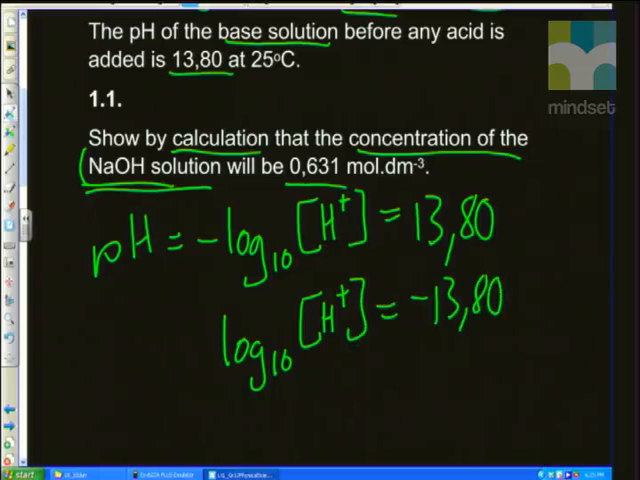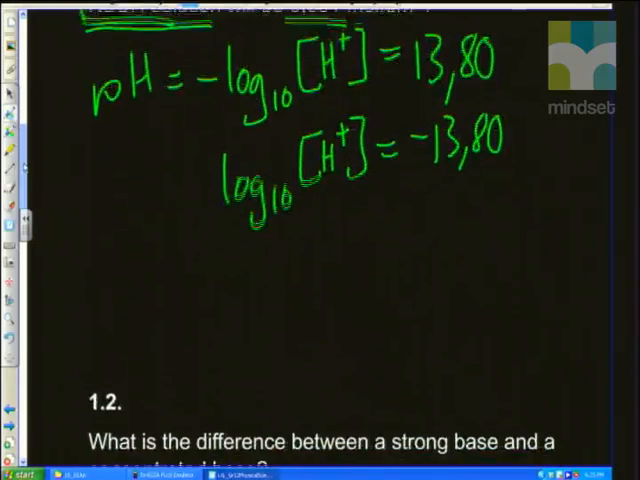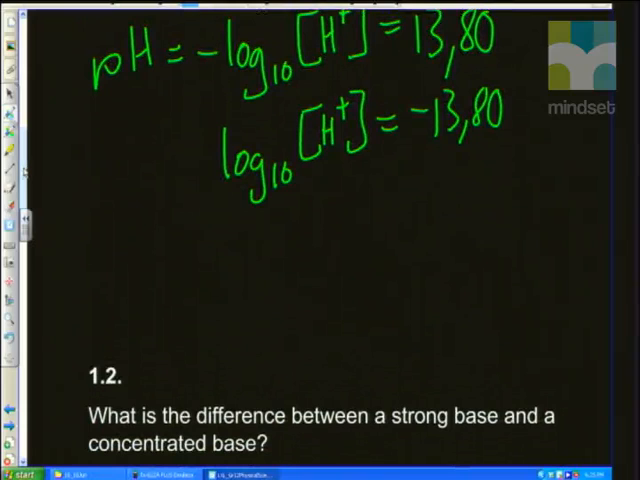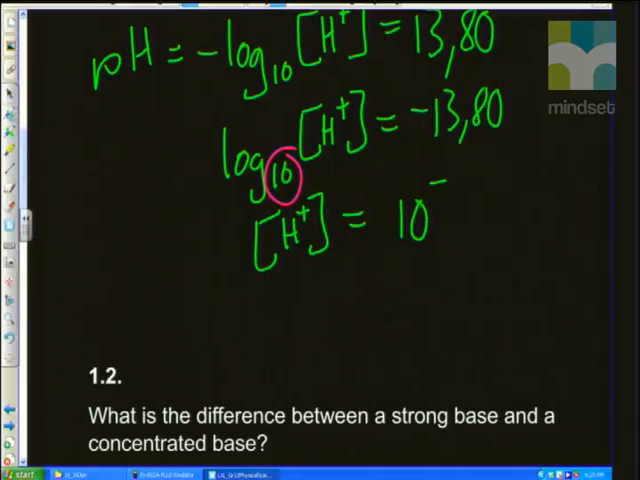Okay? The next thing I'm going to do is I'm going to undo this logarithmic process. And I'm going to say, how do I undo the log? Definition of log, if I want to get H plus on its own, then I'm going to need to take 10 to the power. I'm going to take that base and I'm going to arrange it as the power of 10, and I'm going to say that must be 13,83.